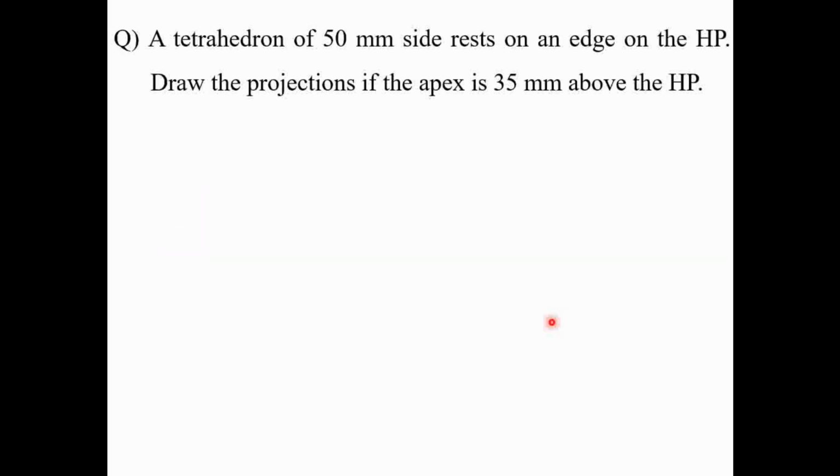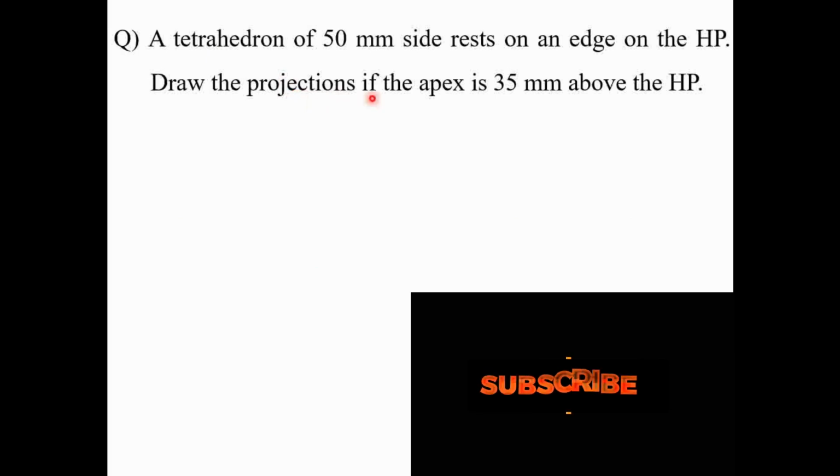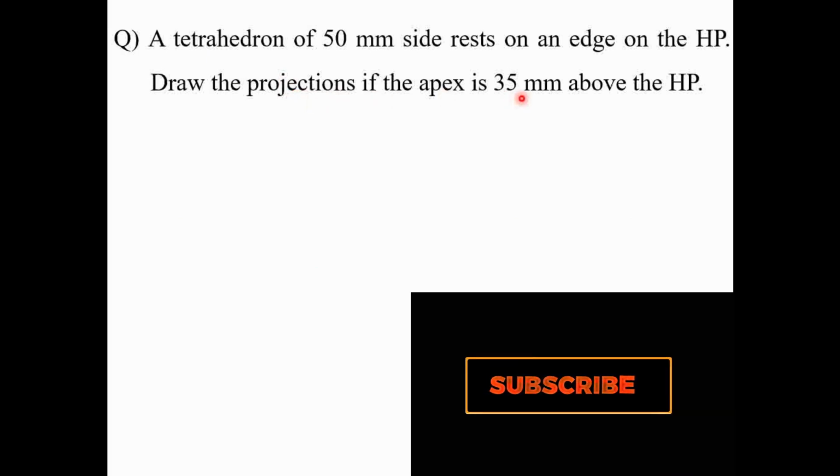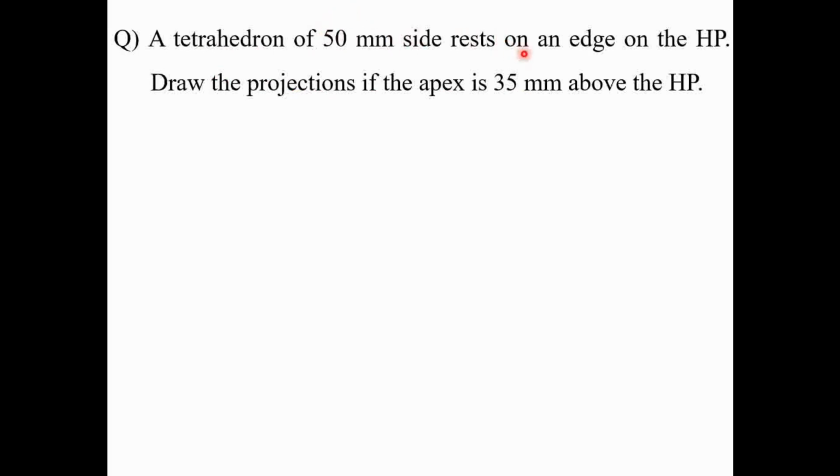So we will take the reference of the given numerical and we will try to identify the exact position of the tetrahedron. The tetrahedron is given of 50 mm side, which is resting on edge on HP with apex point 35 mm above the HP. So if you observe this numerical as per the given condition, let's try to simulate or visualize that object in actual position.